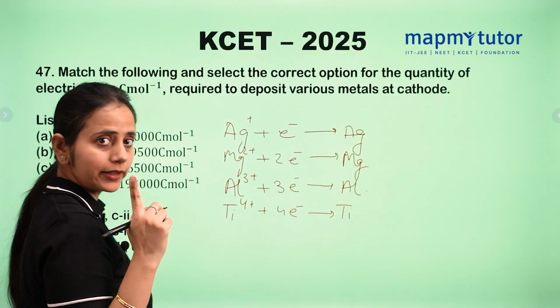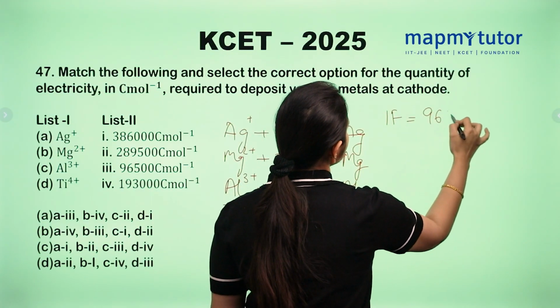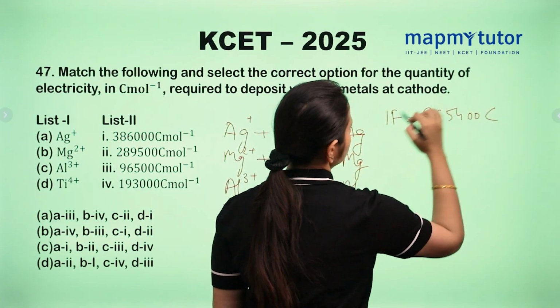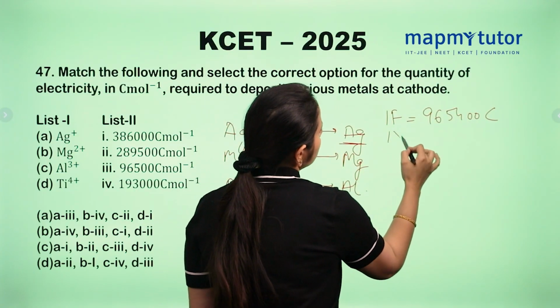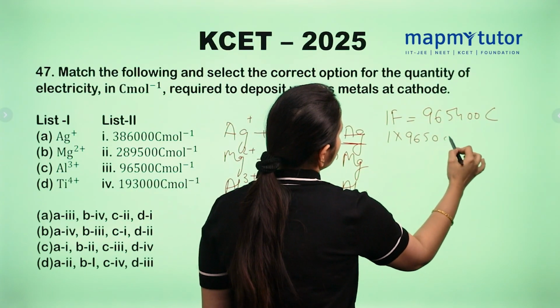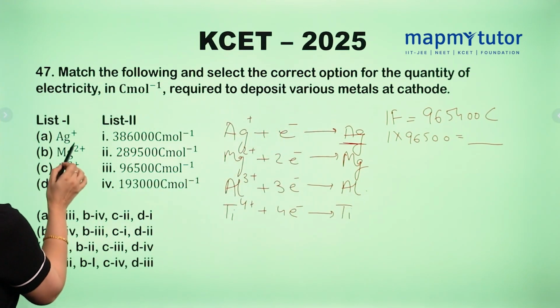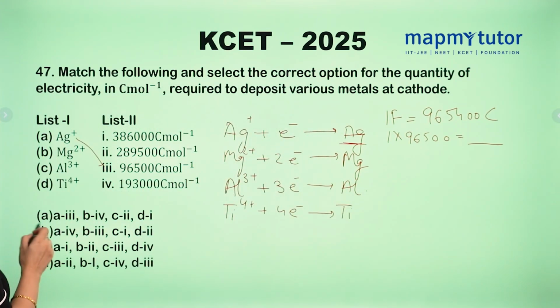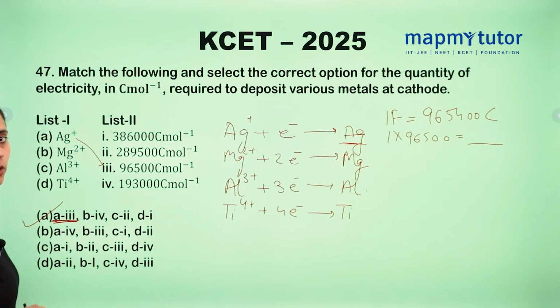Now for 1 Faraday, for 1 electron, it will give 96500 coulomb. So for silver we just multiply 1 into 96500 and we get the same 96500. Is this in the options? Yes, for silver it will be 3. From the options, we see that only one option has A equal to 3.